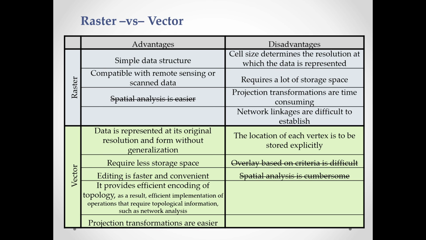In case of vector, the advantages are that data is represented at its original resolution and form without generalization, and it requires less storage space. Editing is faster and convenient. It provides efficient encoding of topology. As a result, operations that require topological information, such as network analysis, can be implemented efficiently. Projection transformations are easier. The disadvantage is that the location of each vertex is to be stored explicitly.